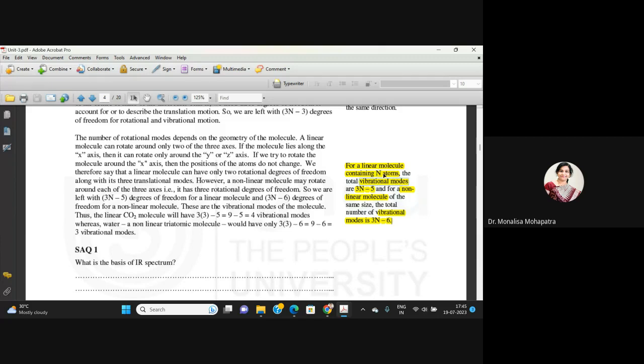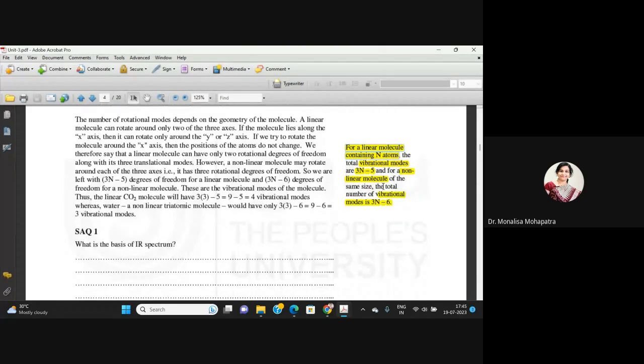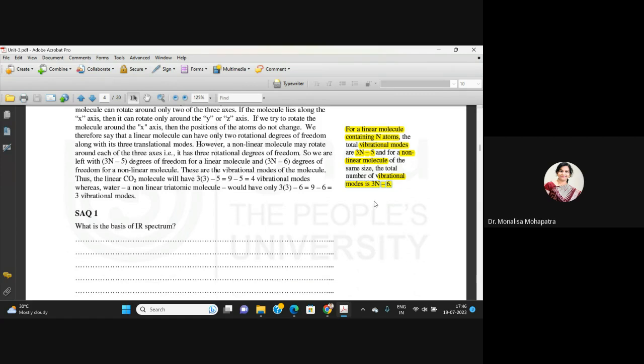If you have n atoms in a molecule, then for a linear molecule you will have 3n minus 5 vibrational modes. If you are studying nonlinear molecules, then you will have 3n minus 6 vibrational modes. So for CO2, how many vibrational modes will there be?